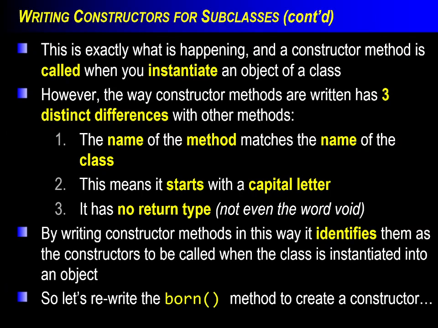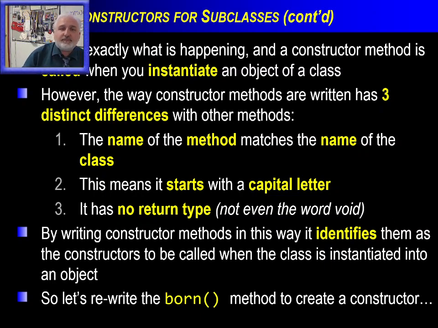Constructor methods hold these properties. They have the same name, the method, as the class itself. This includes starting the method name with a capital letter. And most importantly about constructor methods, they have no return type, not even the word void. This is what defines them as constructor methods.